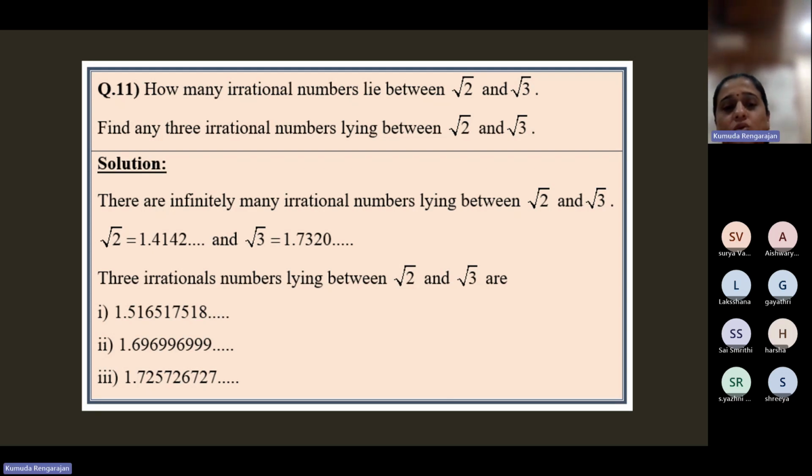Root 2 is irrational. Root 3 is also irrational. And there are infinitely many irrationals lying between these two irrationals. So find their decimal values. Remember the value of root 2 and root 3, remember them. And insert non-terminating, non-repeating decimals between these two numbers.